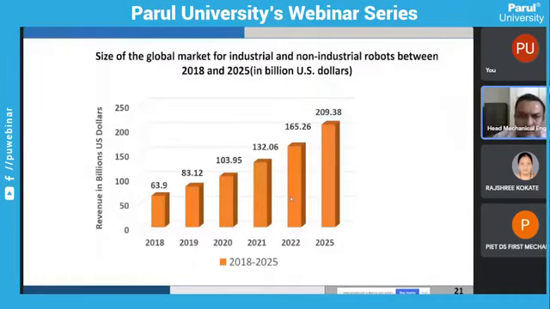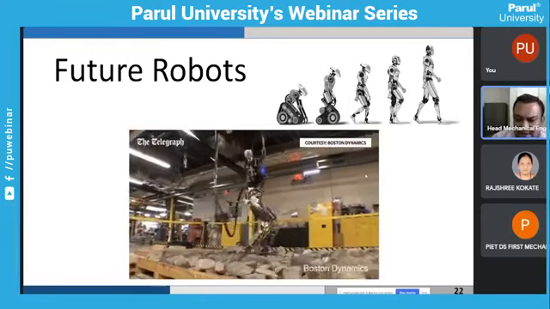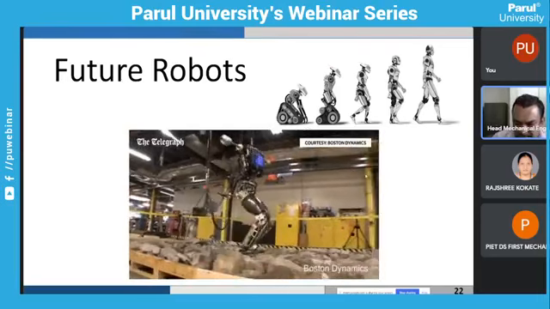Now, up to 2025, you can see the expected revenue model. In the global market so far, a 132 billion US dollar market is there, and it is expected that it may almost double within 4 years, right? So within the 4 years, the robotic market may almost double. Now I will discuss what kind of robots will be there in the future.